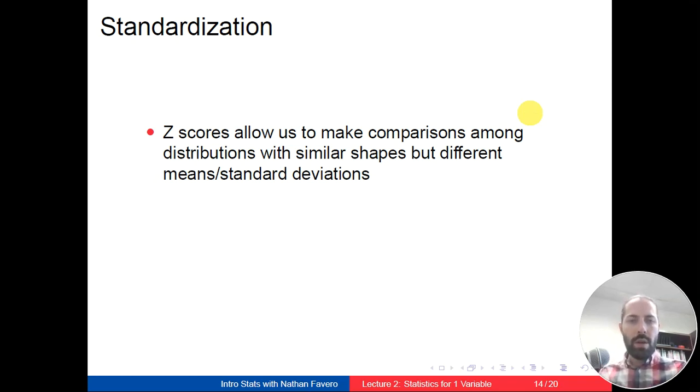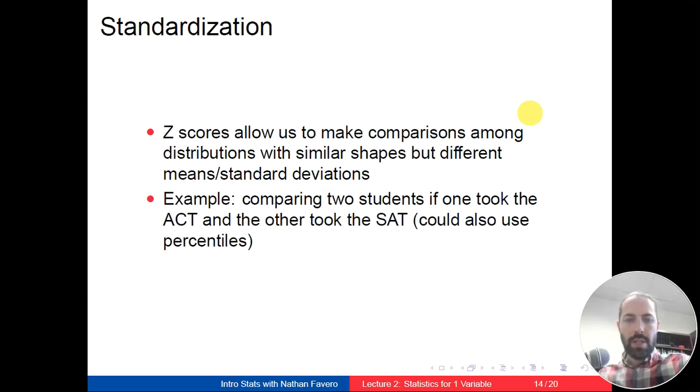All right. Why would we use standardization? What makes it useful? Well, there are a few different reasons that standardization can be useful, but one is that it can make it easier to make comparisons across different distributions that have similar shapes but different means or standard deviations. So here's a practical example. Let's say we have two students. One of them took the ACT and the other one took the SAT. These are two common college entrance exams that are used in the US. But these two exams, even though they're testing similar types of knowledge and skills, are measured in completely different units. They report their scores on different scales.